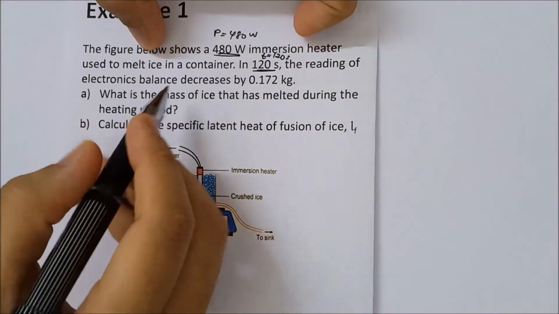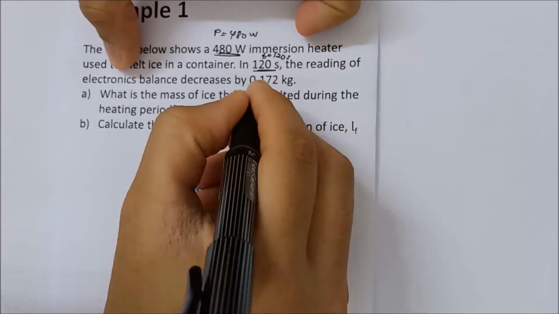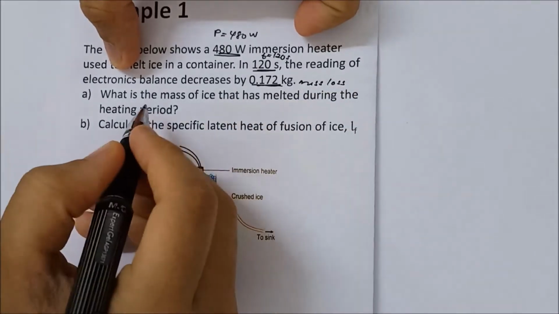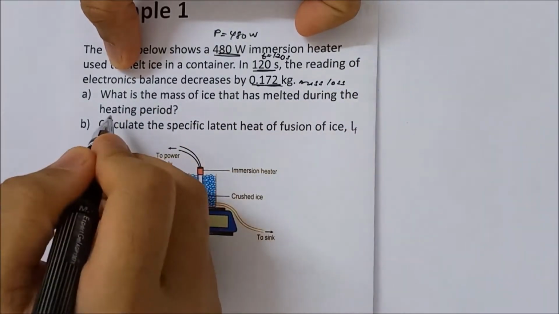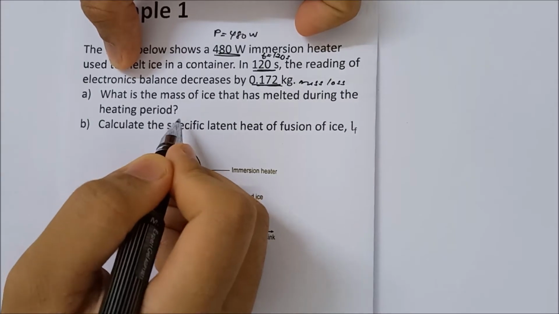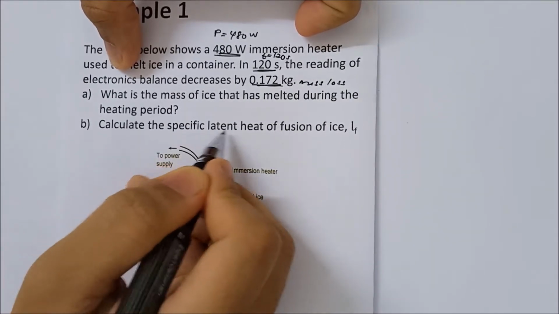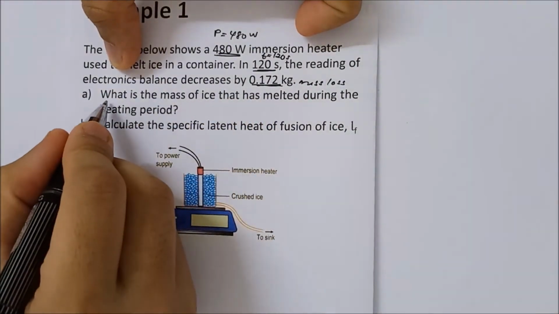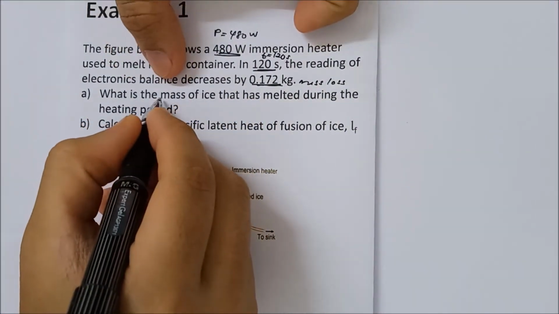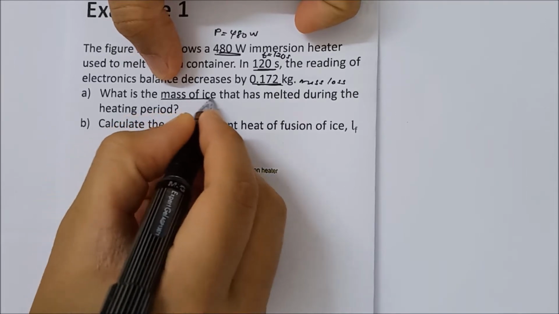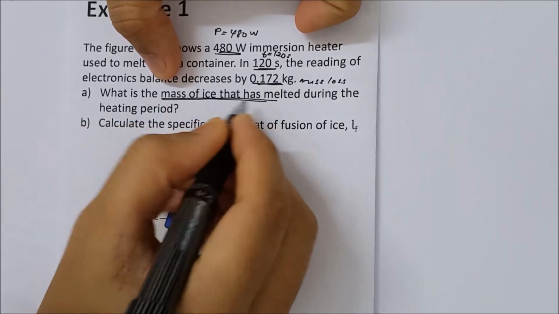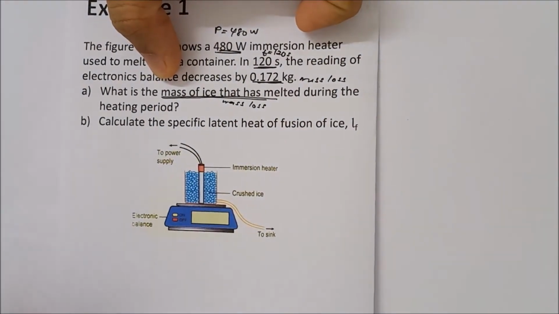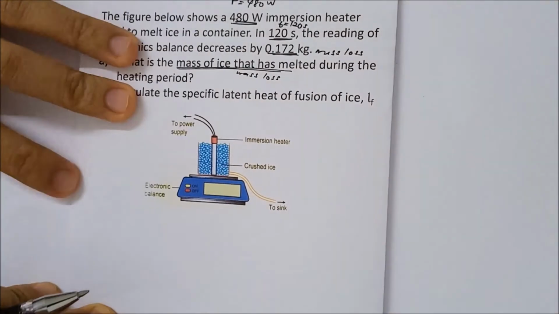A. What is the mass of ice that has melted during the heating period? B. Calculate the specific latent heat of fusion of ice. So first, question A, the mass of ice that has melted. Actually, it is the mass loss. Right. Okay, so how are we going to answer question A?